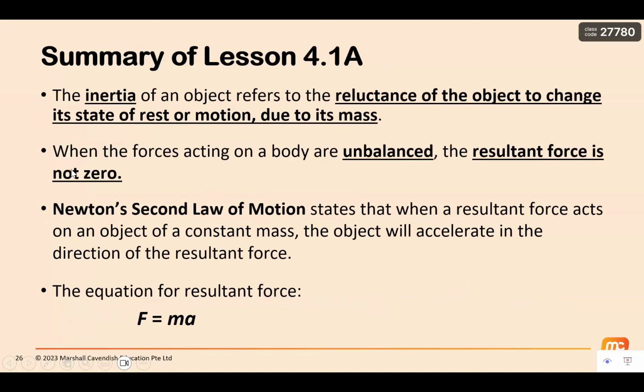Next, inertia, which is an extension of Newton's first law. This reluctance of an object to change its state of rest or motion due to its mass is called inertia. But sometimes forces acting on the body can be unbalanced. When the forces become unbalanced, there will be a resultant force. And Newton's second law states that whenever there is a resultant force acting on an object, the object will accelerate in the direction of the resultant force. And there is a formula for it: resultant force equals ma. Whenever there is a, there will be F.